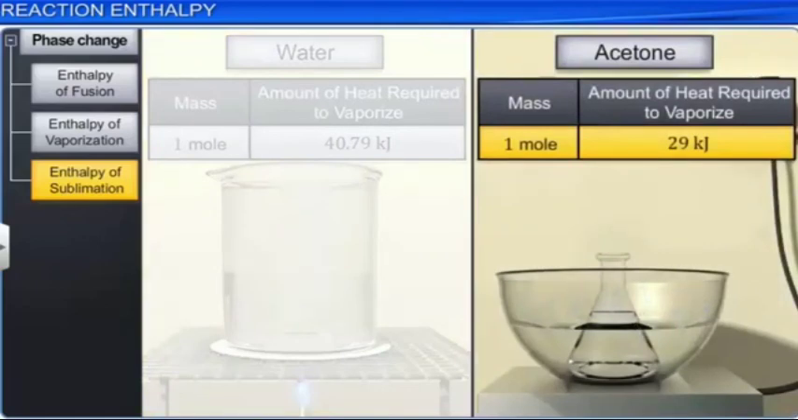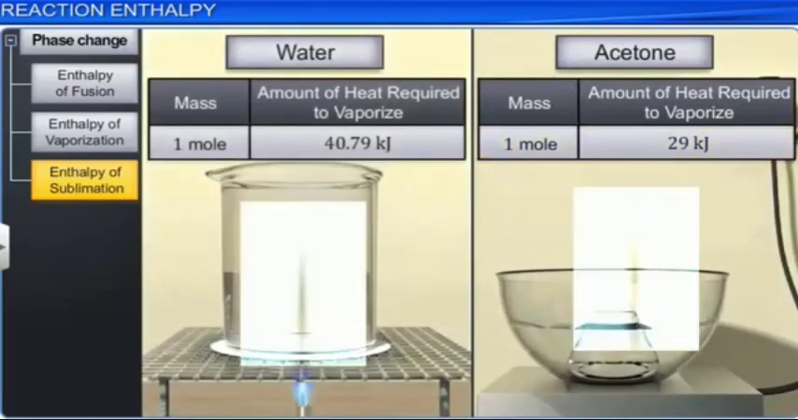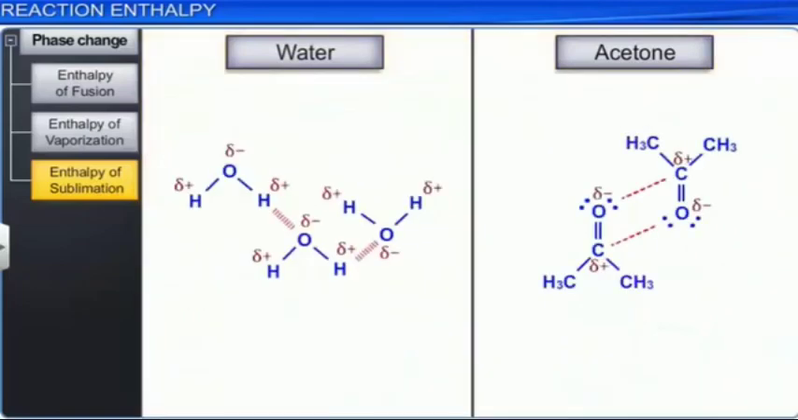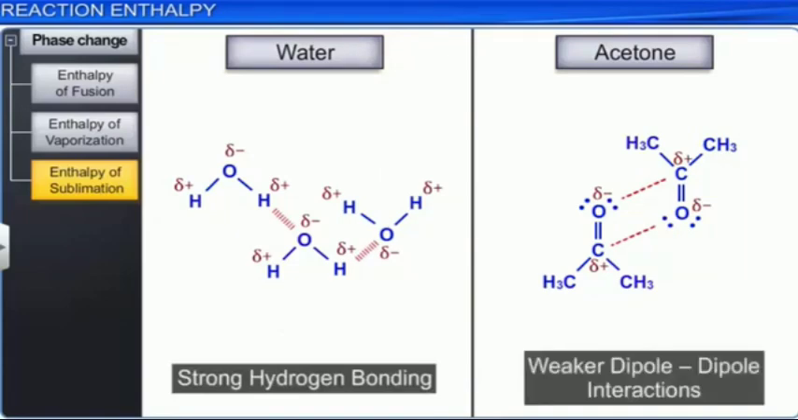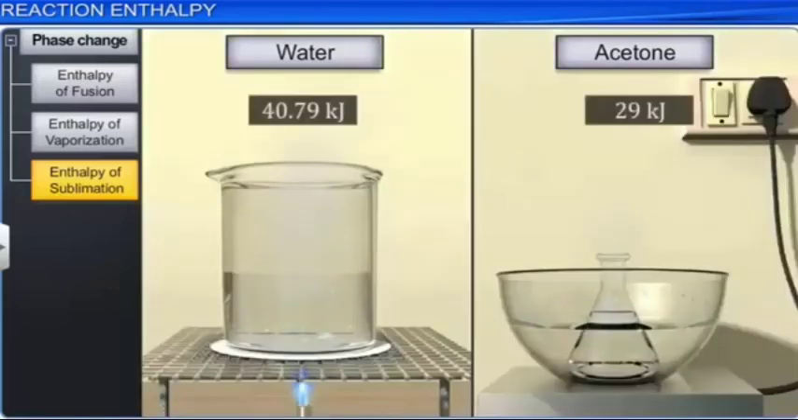This can be explained by the fact that the water molecules are held together in the liquid state through hydrogen bonding, while the acetone molecules are held together only through weaker dipole-dipole interactions. Thus, it requires less heat to vaporize 1 mole of acetone than 1 mole of water.